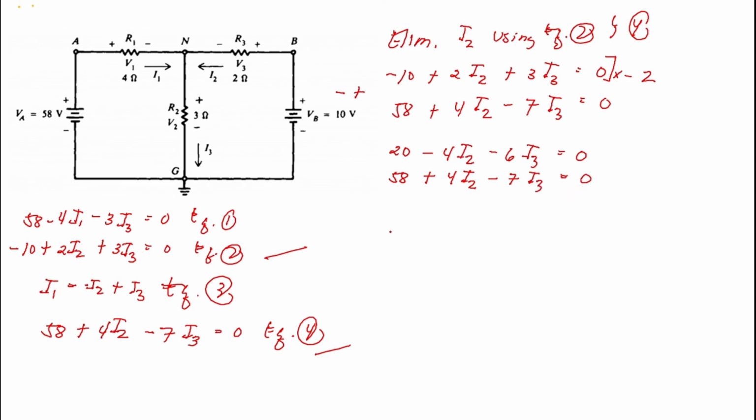Pwede ka na ngayon mag-eliminate. Then, the operation mo is addition. Add. So, ito, add siya. So, 20 plus 58 is 78.